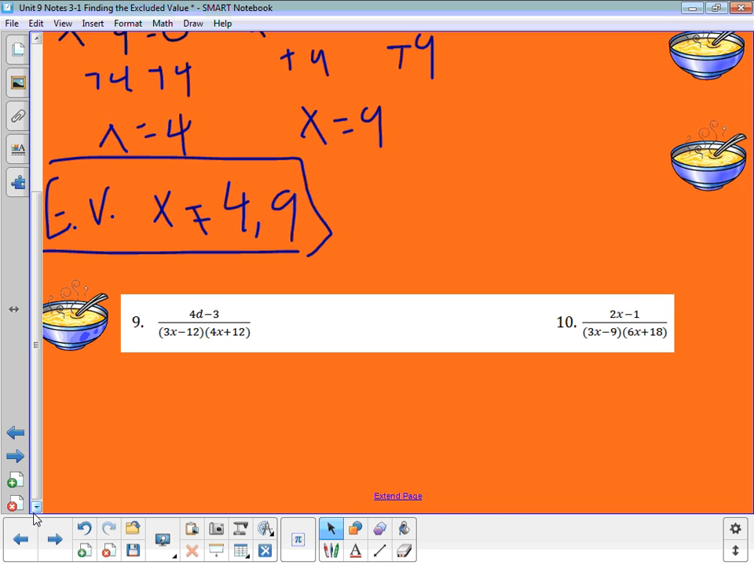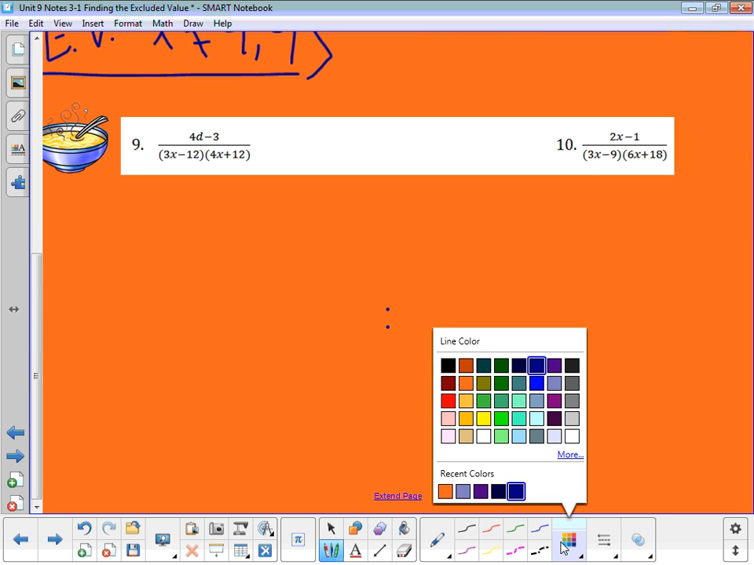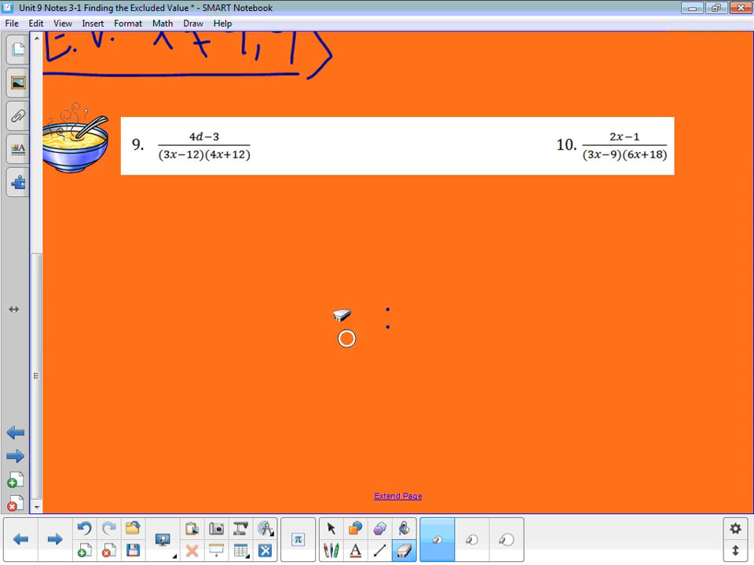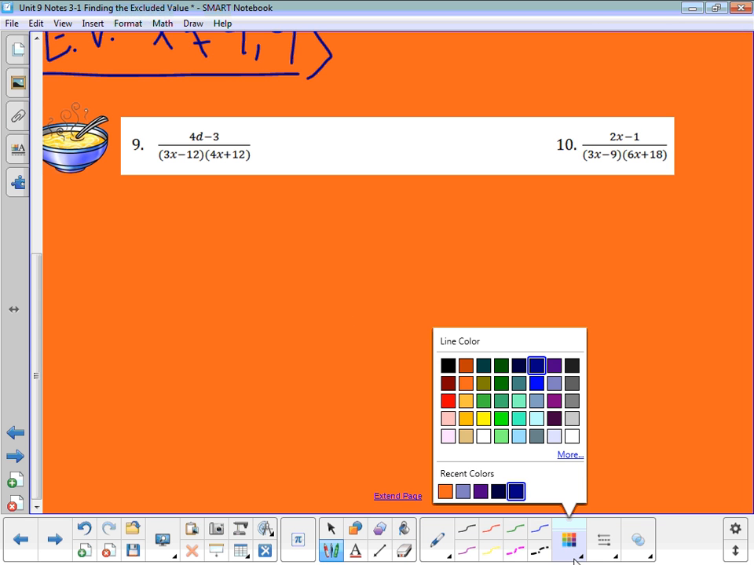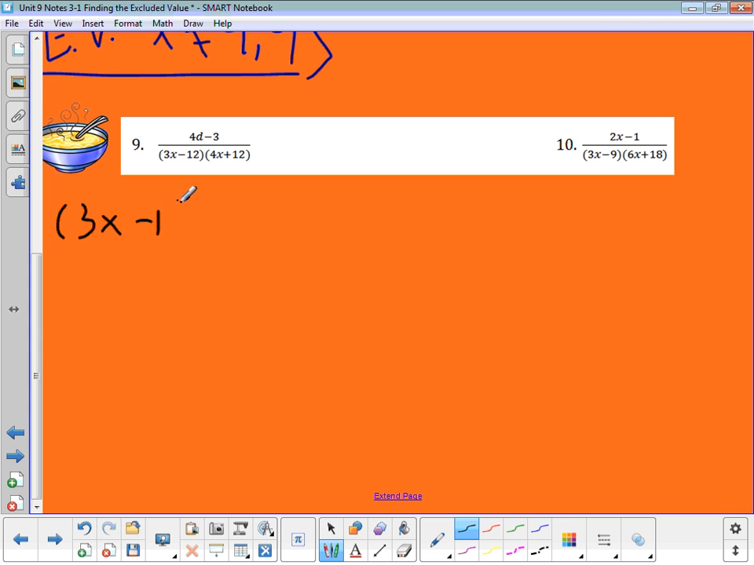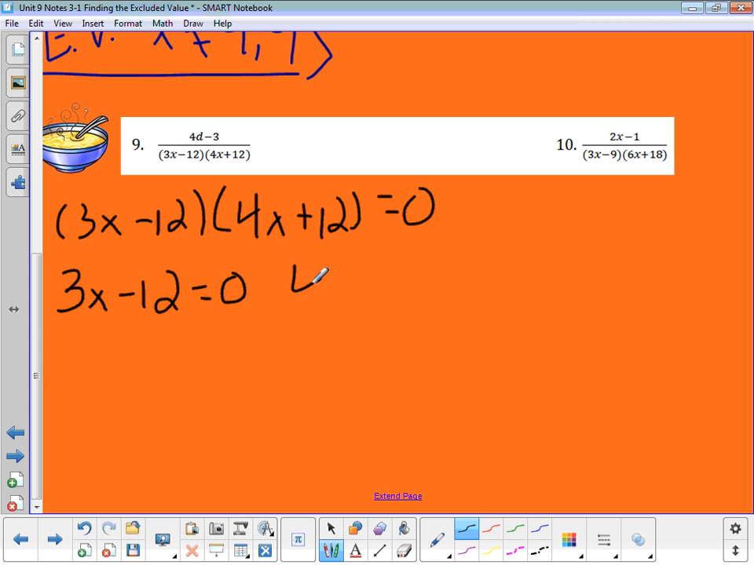So this one, again, it's going to be a lot of the same thing. So if you're feeling like you understand it, you can go ahead and try to do some of them on your own without the video. If you want to do it along with the video, that's great too. So what we're going to do now is take 3x minus 12 and 4x plus 12, and set each of them equal to 0. So I'm going to take each of those factors and set them equal to 0.